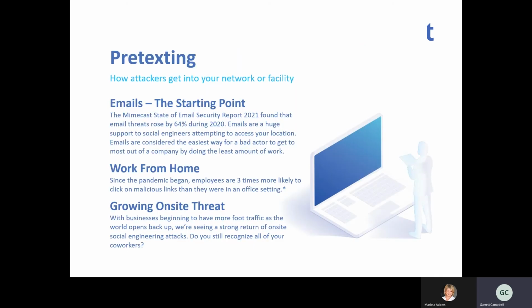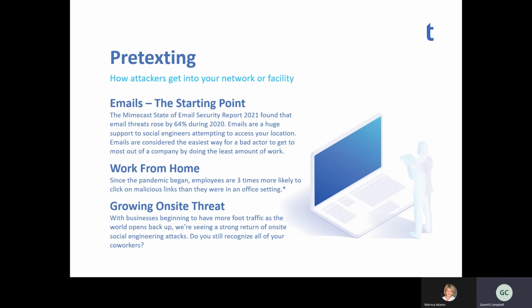All right, so let's get right to the starting point. Pretexting with ransomware is the first point of defense for attackers getting into your network. The Mimecast State of Email Security report found that email threats rose by 64% during 2020 alone. Emails are a huge support to social engineers attempting to access your location and, more importantly, any kind of credential information or sensitive information that they can leverage to gain more access into your network.